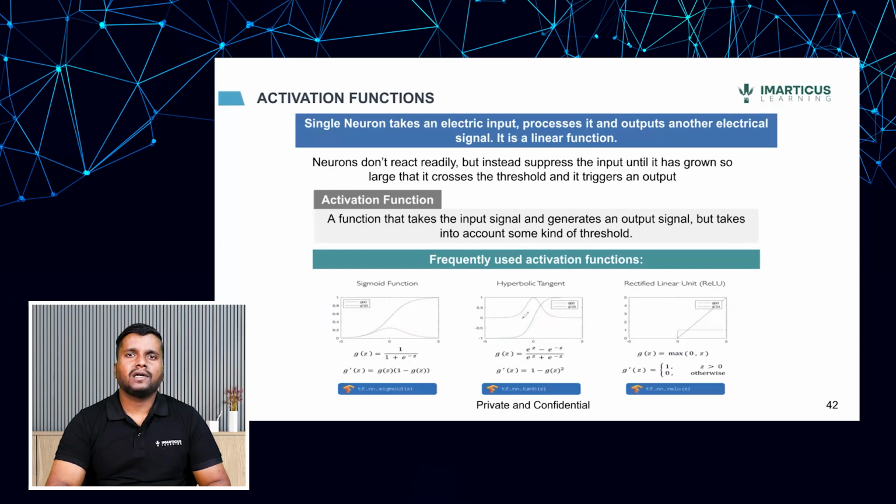Then we have the hyperbolic tanh function. The hyperbolic tanh function is given by e raised to z minus e raised to minus z, divided by e raised to z plus e raised to minus z, where again z is nothing but the linear combination of the input values to that neuron. This tanh function basically gets the value between -1 and +1. Basically this is also used to get the values between -1 and +1.